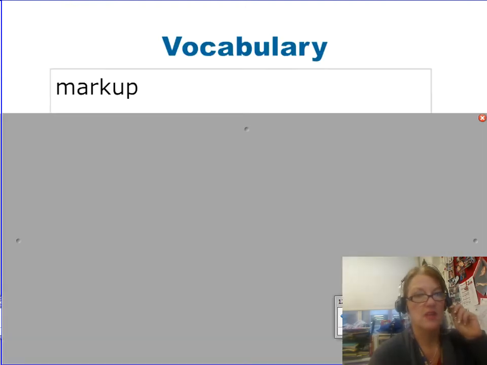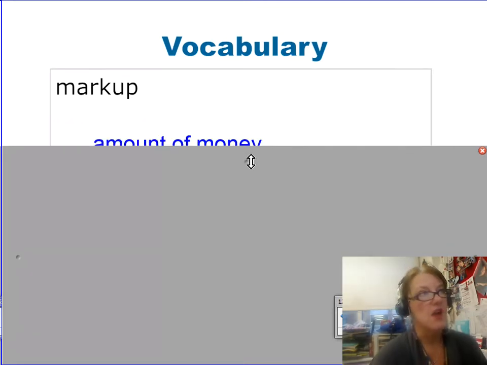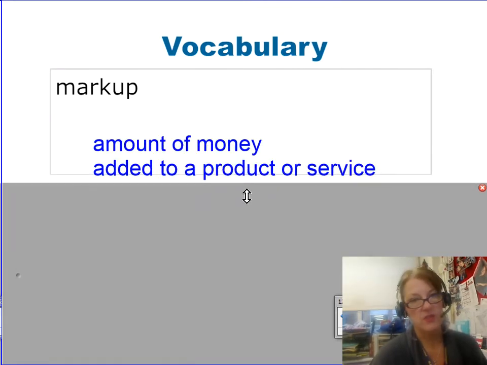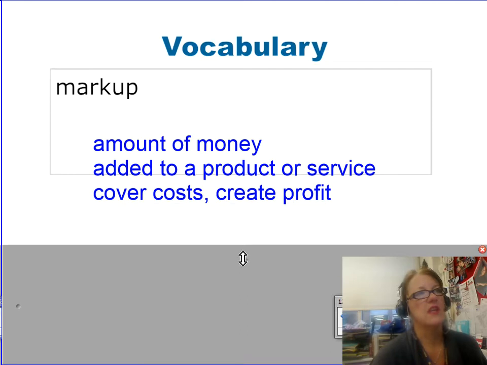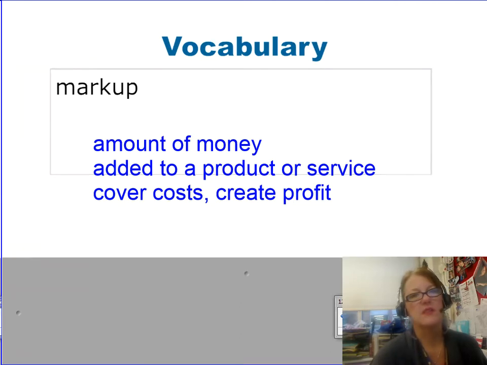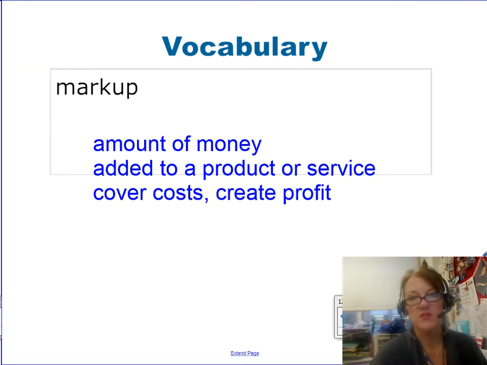So let's first of all define some of these terms and then go from here. A markup. What is a markup? Well, it's an amount of money, just like all of these are. But you add it to a product or a service. Now that sounds like a tip, right? Well, actually, in this case, let's say you're the store owner and you're selling something and you want to make sure that you are going to cover your costs and create some kind of profit.